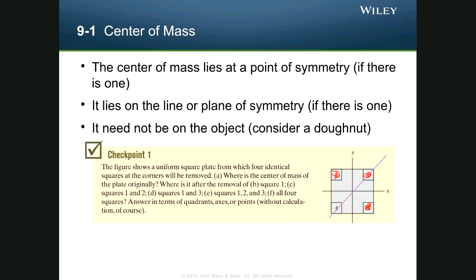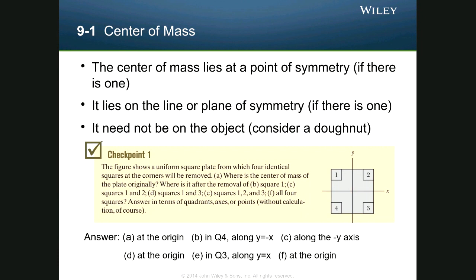And finally, if we remove all 4 of them, we've applied the removal symmetrically, right? And that means your axes of symmetry are the ones that are given, and your center of mass will again be at the origin. All right. So you can see the nice slide with all the answers. Notice that's just what we got. But I'm hoping that it makes some sense.